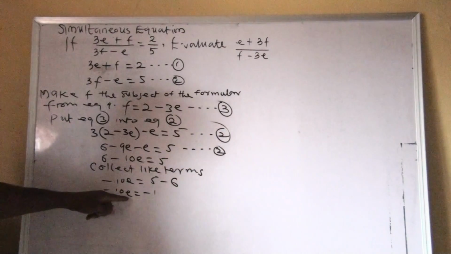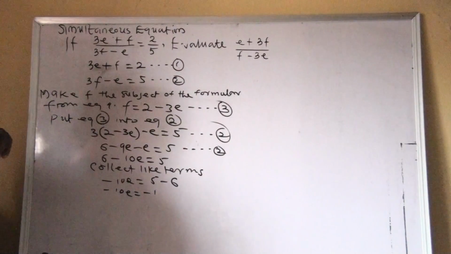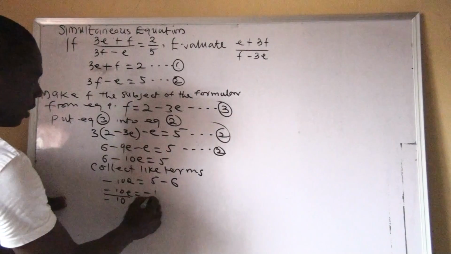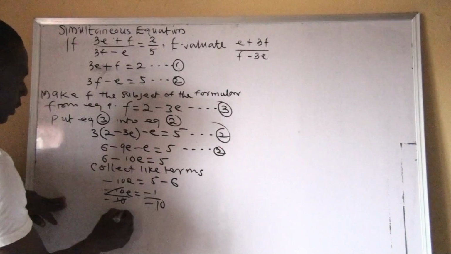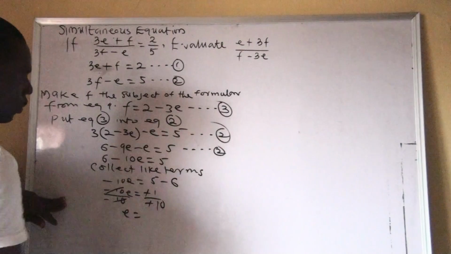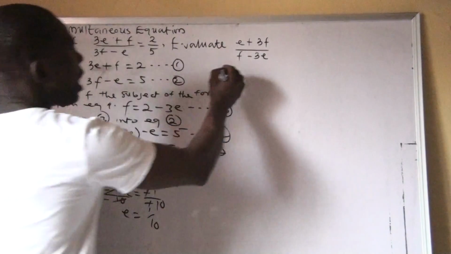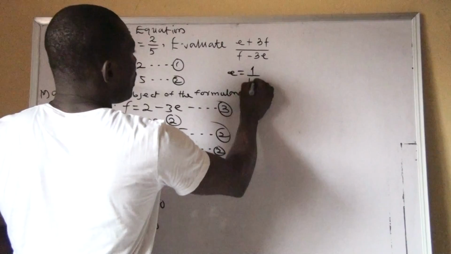So we divide both sides. We look at the coefficient of e here, which is minus 10. So we divide both sides by the coefficient of e, so we divide both sides by minus 10. On the right-hand side, minus 10. So e becomes, minus goes with minus, 1 over 10. So our e here is equal to 1 over 10.